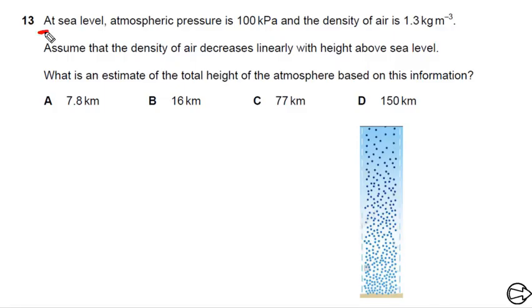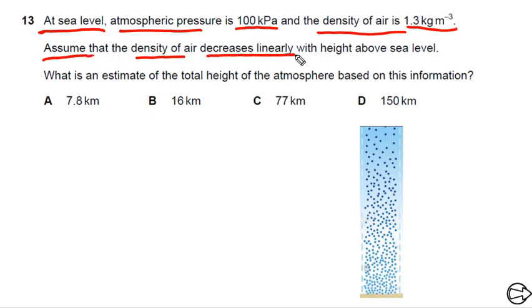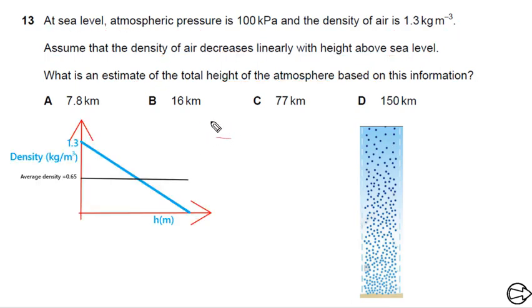For this question, it is given to us that at sea level, atmospheric pressure is 100 kPa and the density of air is 1.3 kg per cubic meter. It is also given to us that we can assume that density of air decreases linearly with height above sea level. What we need to calculate is simply to estimate the total height of the atmosphere based on this information. The best way to answer this type of question is sketching.